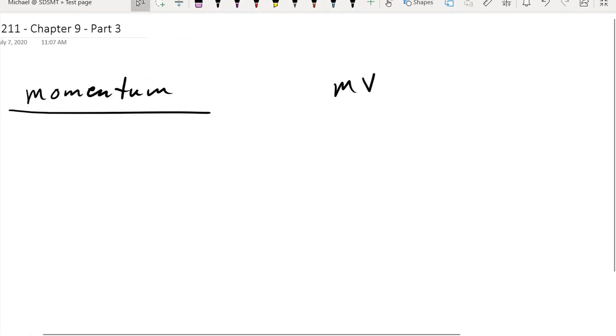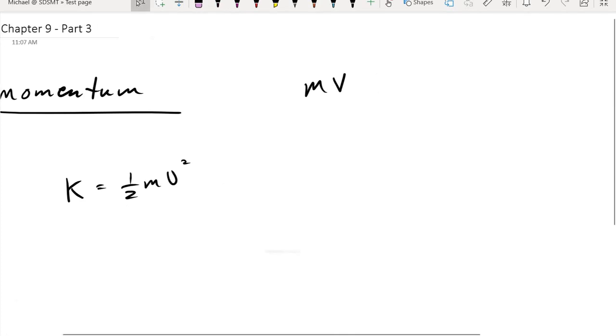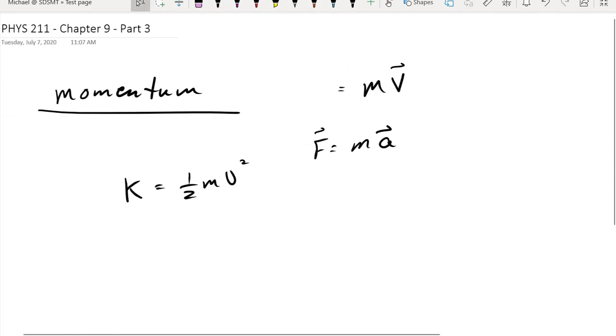Now, this is not really something new because we've already seen a combination of mass and velocity in a previous expression in terms of kinetic energy. But now we want to basically mirror what we've seen from Newton's second law, which takes mass times acceleration and relates that to force. And so we're going to take mass times velocity now, and we'll give that the title of momentum.